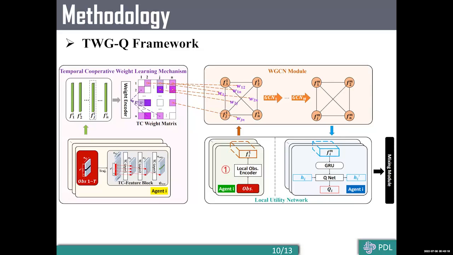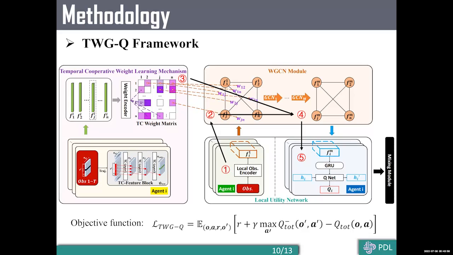Finally, we talk about our proposed framework. First, we compute the local observation features by the agent network. Then we use a temporal cooperative weight learning mechanism to generate temporal cooperative features and weights. Next, we embed these weights into the weighted global graph and use the GCN model to generate global cooperative features for agents. Finally, we compute policies based on these features. The training objective function is shown as below.